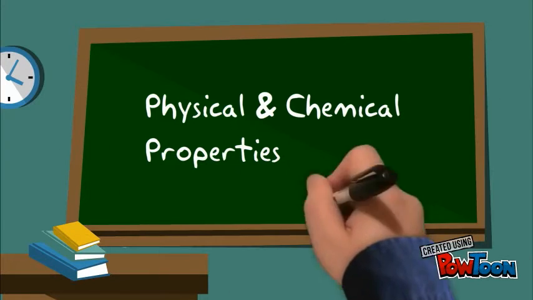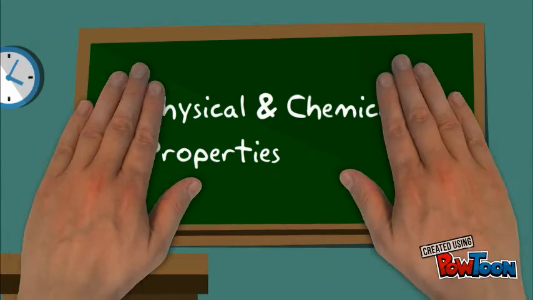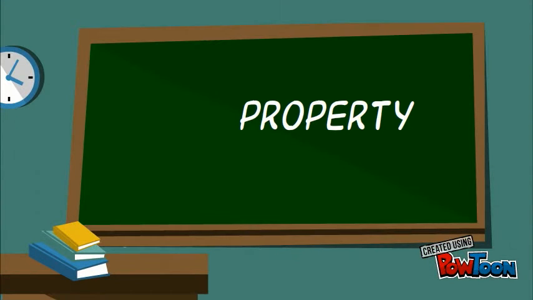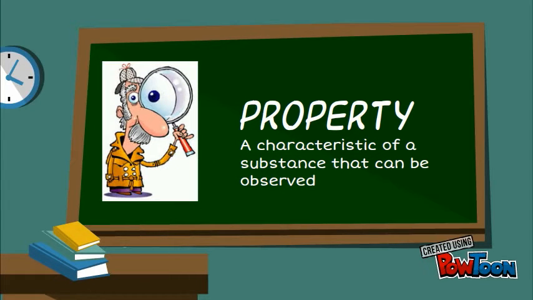On today's lesson, we're going to talk about physical and chemical properties. So what is a property? Well, it's a characteristic of a material or substance that can be observed. And that can be observed through your eyes visually, through your nose by smelling, basically using your five senses.